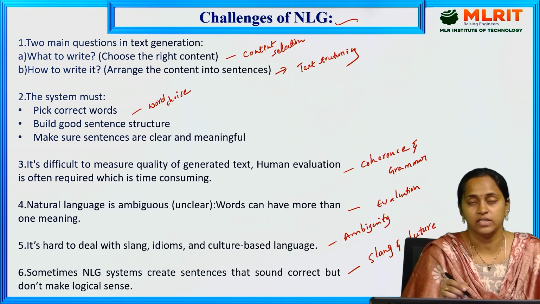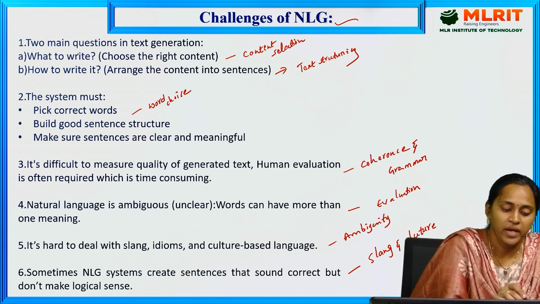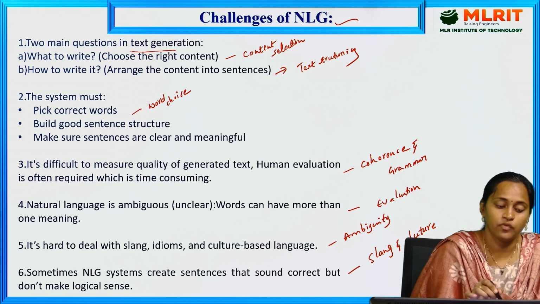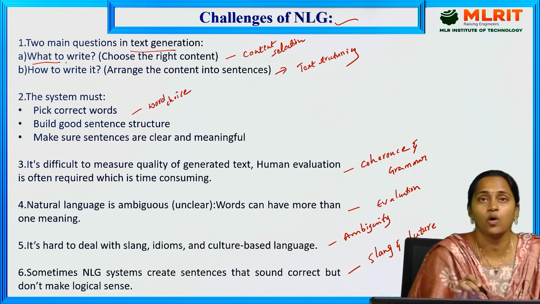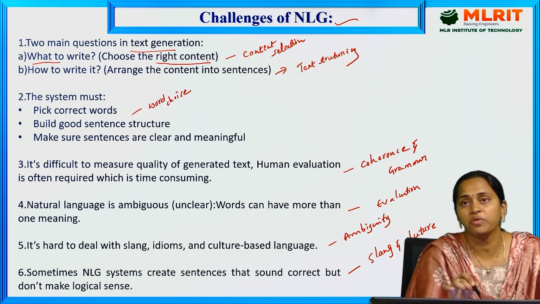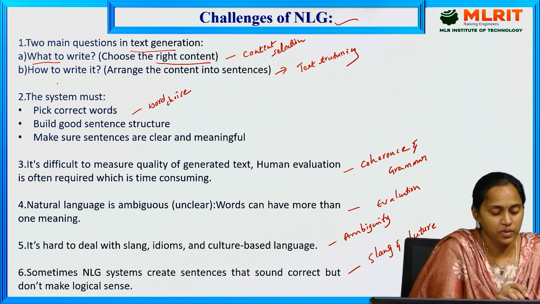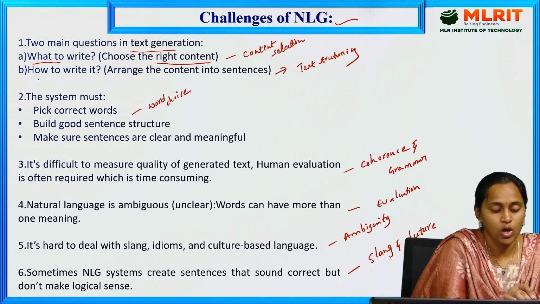Challenges of natural language generation. Coming to the first one, we have two main questions in text generation. What is the first one? What to write. That means content selection: choose the right content, then only we'll get the exact human language output, right? Next, the second one, how to write.